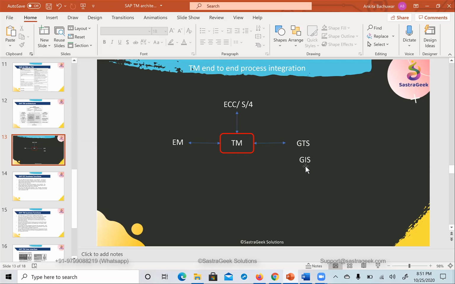So GTT is a new terminology used to replace event management. Event management has been taken out and made Global Track and Trace in the S4 world. And that would be doing what event management was doing earlier, with new features added.